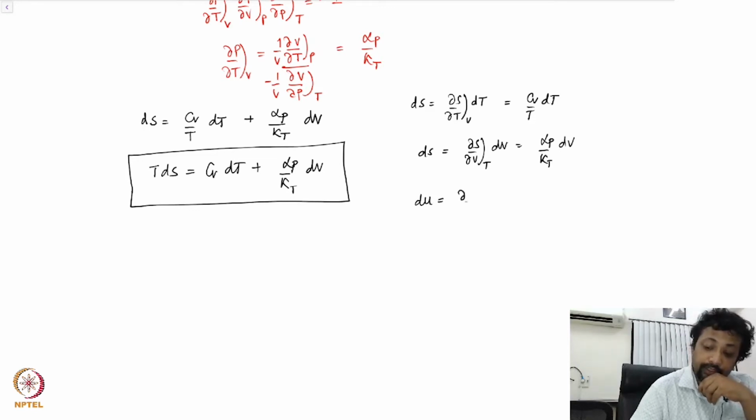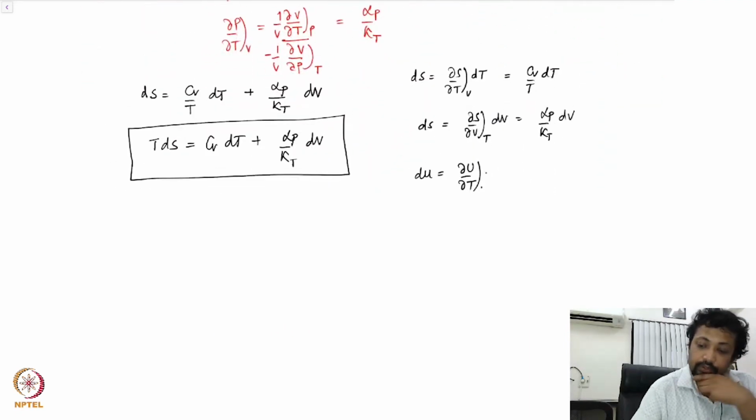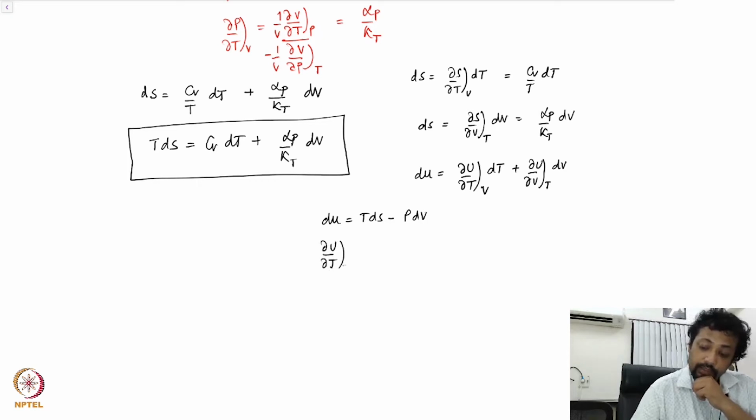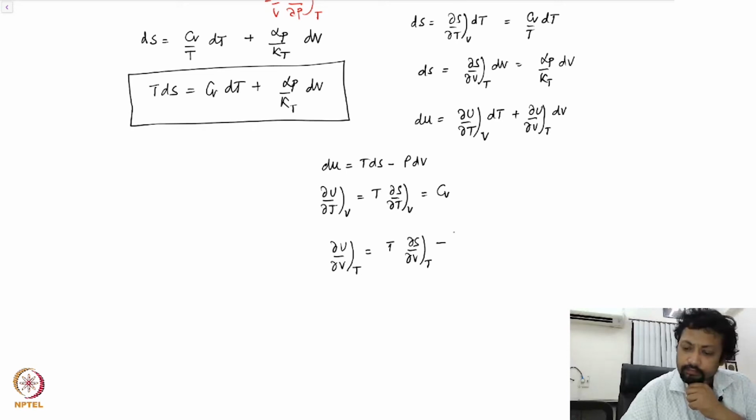dU again here is del U del T. I'm looking at T and V. Volume, what did we do here? Okay. So del U del T volume held constant dT plus del U del V temperature held constant dV. Correct? So dU is TdS minus PdV. So del U del T volume held constant is T del S del T volume held constant, which is the specific heat at constant volume. And del U del V temperature held constant is equal to T del S del V temperature held constant minus P.